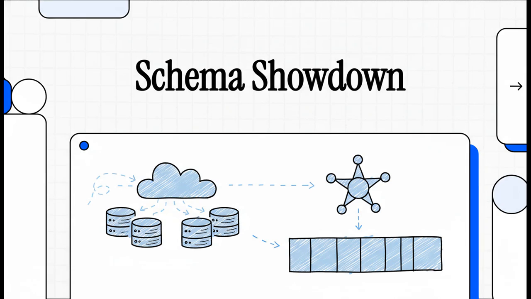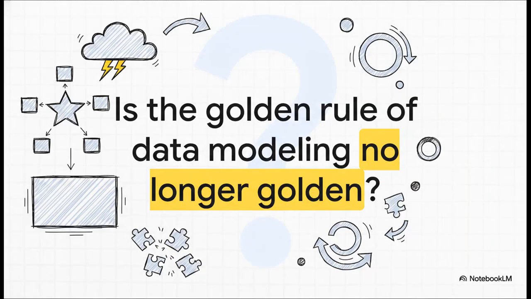Today, we're jumping into a huge debate in the data world, one that's been totally supercharged by modern cloud technology. We're talking about the very foundation of how we organize data for analysis. So let's kick things off with a question that kind of shakes the foundations. For decades, pretty much everyone in business intelligence and data warehousing agreed on the right way to structure data. But what if the technology has changed so much that those old golden rules just aren't golden anymore?